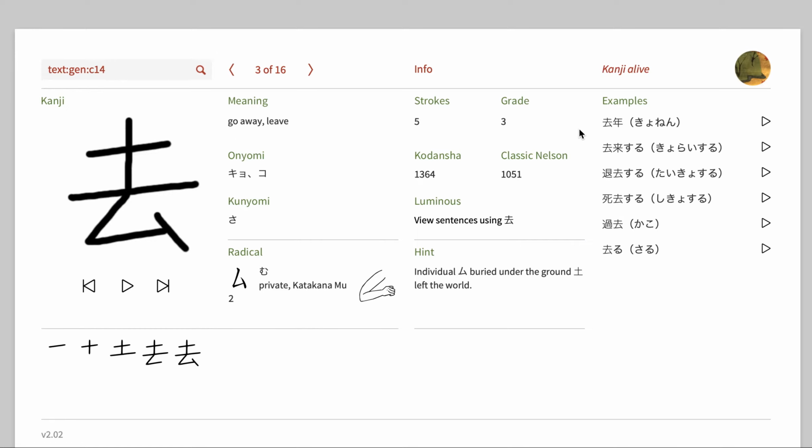So kyonen, we know as last year, the year that went away. Kyorai suru, to come and go. Taikyo suru, to depart or to leave. Shikyo suru, to pass away or to die. We have kako, which is the past. So if you want to talk grammar, you can say kakokei. That's the past tense of like a verb or an adjective. And then we have this verb saru, which means to leave or go away.